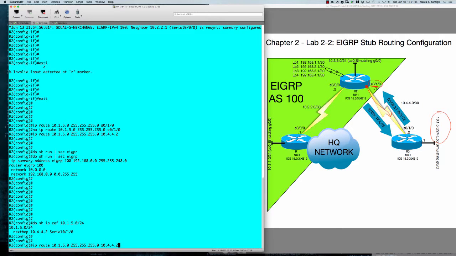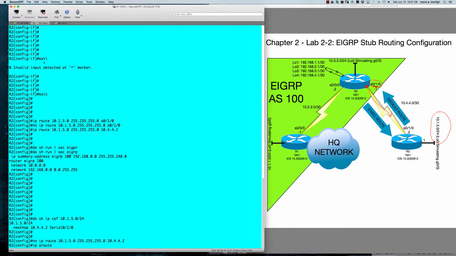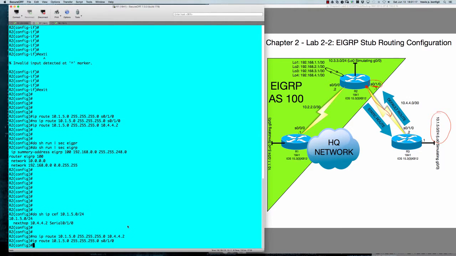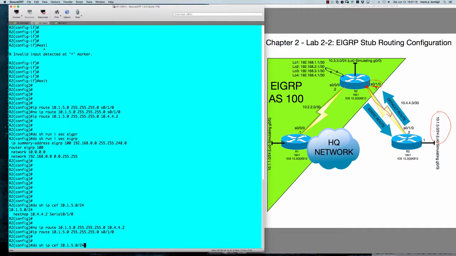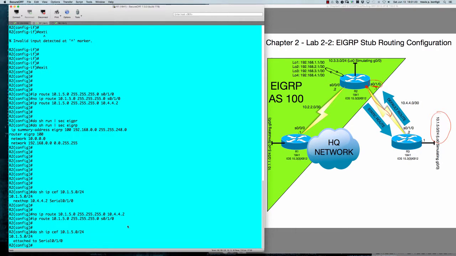Let's change it from a static route that refers to the next hop IP address to a static route that points to the outgoing interface. So now let's run that do show ip cef on the 10.1.5.0/24 again.